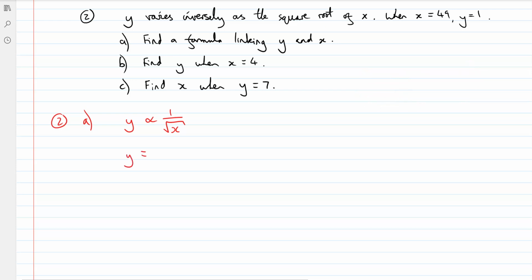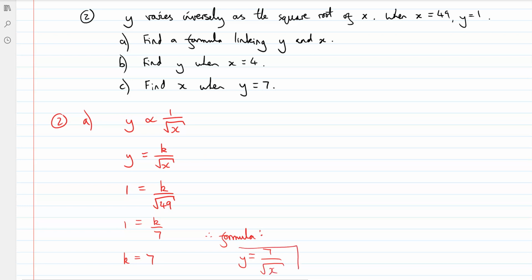Change this to an equal sign, multiply the right by k, so k is just going to sit on the top. Y and the root x stay exactly the same. Get your conditions in here, so y equals 1 when x equals 49. So 1 goes in for y, 49 goes in for x. Square root of 49 is 7, so 1 equals k over 7, times both sides by 7, 1 times 7, 7, so k equals 7. Therefore our formula linking y and x, so y equals k, which is 7, we've worked it out now, here it is, over root x. And that formula is the one we're going to use for the rest of the question.